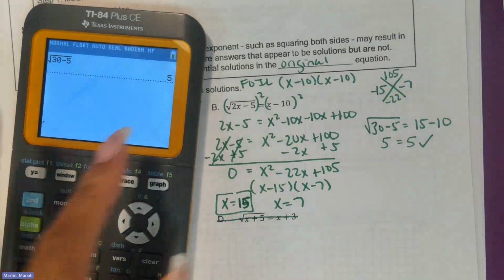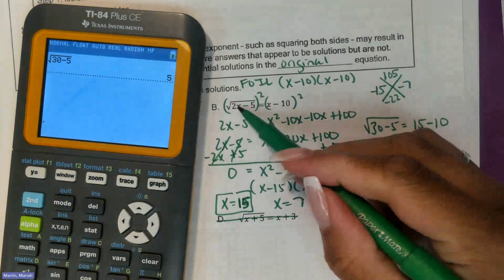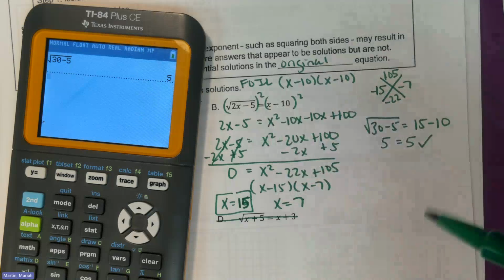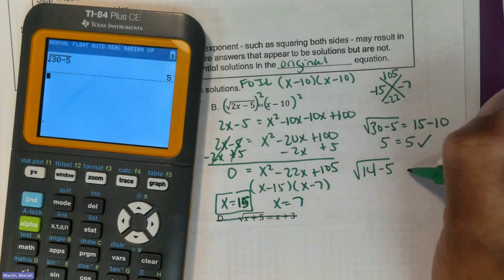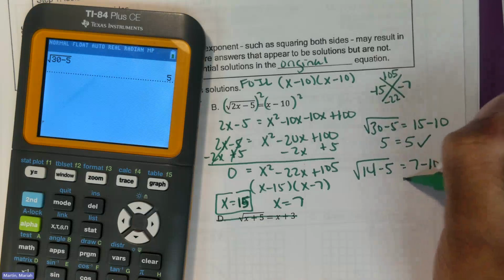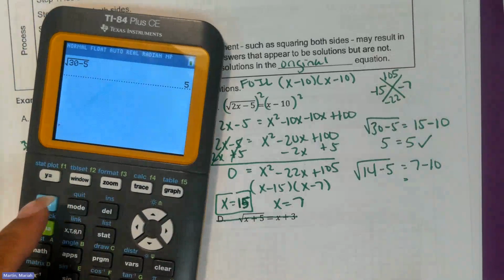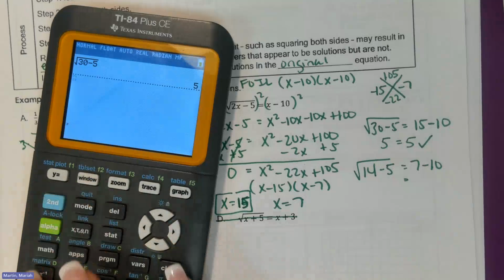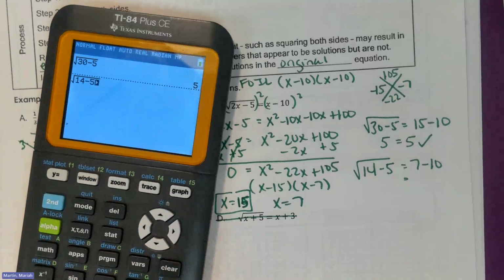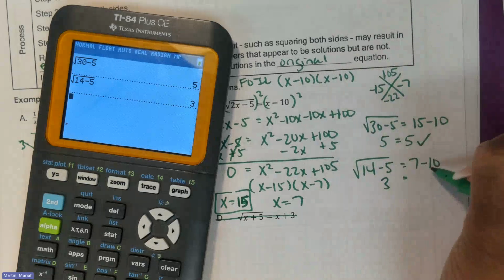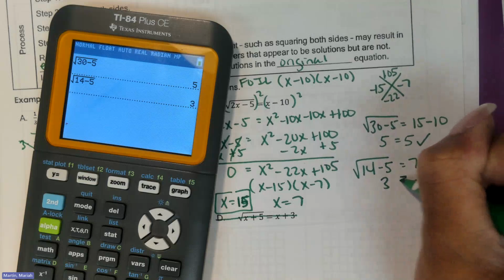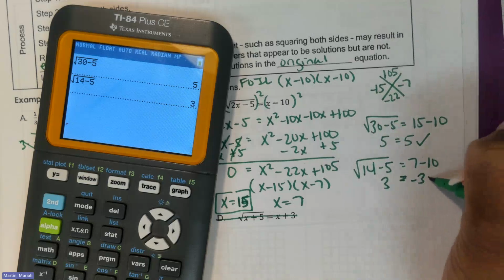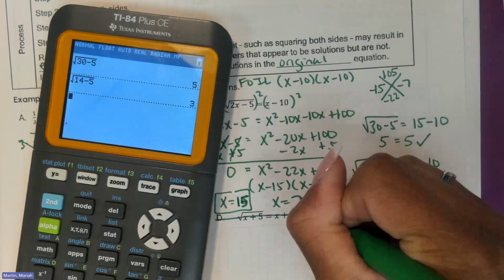I'm going to do the same thing with 7. I'm plugging in 7 in for x. So 7 times 2 is 14, minus 5 equals 7 minus 10. So 14 minus 5, the square root of 14 minus 5 is 3, because we get 9, and the square root of 9 is 3. So on one side I have 3, but on this side I have 7 minus 10, which is negative 3. So as we can see, 3 does not equal negative 3 here, so 7 would not work.